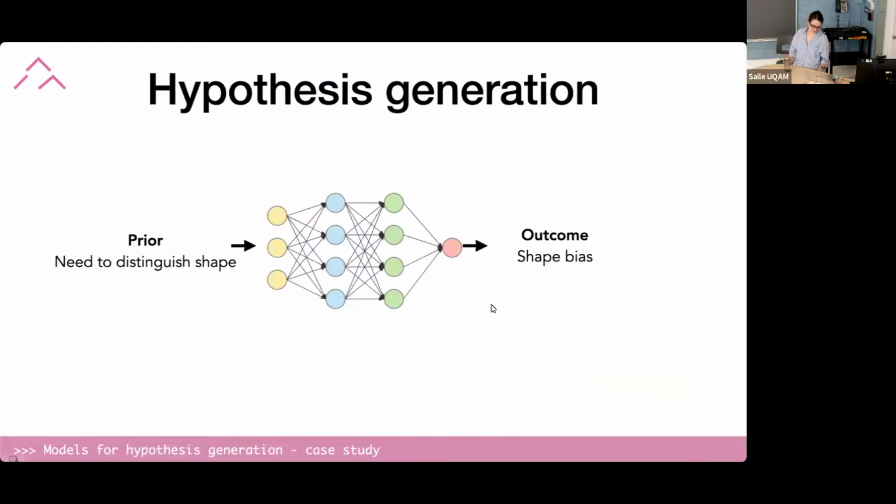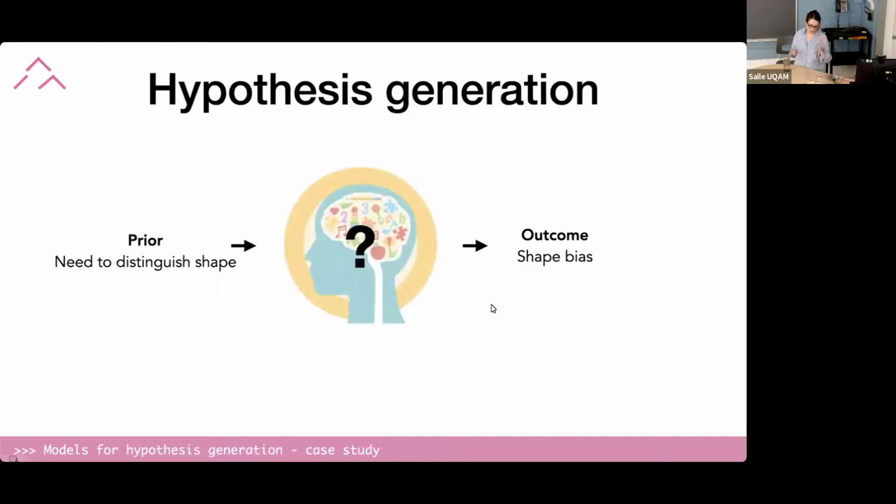All right. So I've now shown you that a need to distinguish shape is what leads to a shape bias, at least in our models, okay? How do I then go to people? Well, we know that shape bias is around in people. What about this need to distinguish shape? Is that around in people? Do we have evidence that there is this need? I'm going to say that yes.